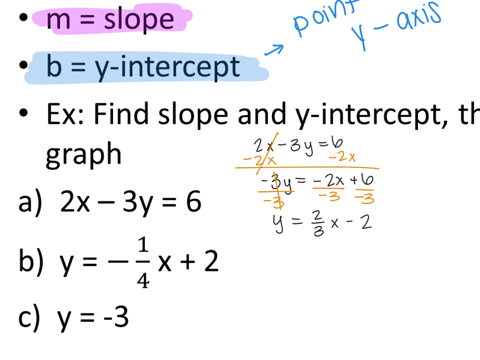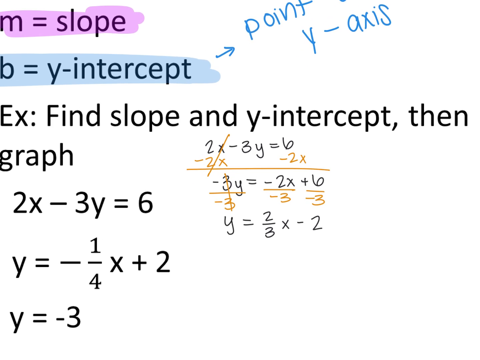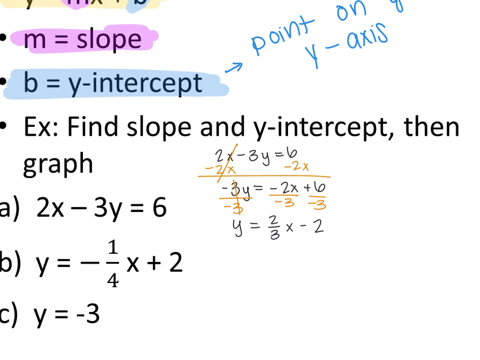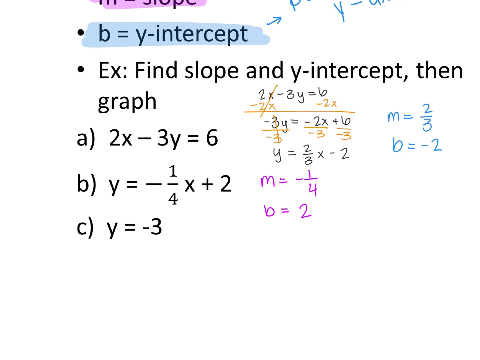All right, let's find the slope and the y-intercept. Because I put it in slope-intercept form, looking at A, can somebody tell me what is my slope for A? Good, I have 2 over 3. What's my y-intercept? Good, it's negative 2. All right, let's look at B. What is my slope for B? Good, negative 1 over 4. And what's my y-intercept? 2. And then C, what is my slope for C? 0. And my y-intercept is negative 3.